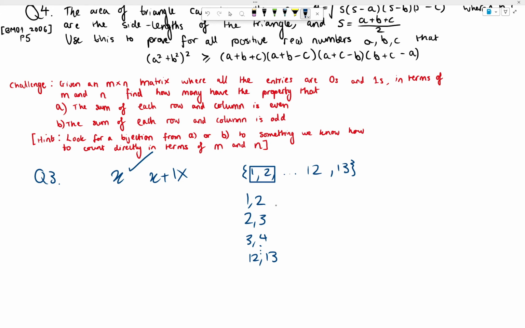So there are 12 boxes in total, and we're choosing 4 of them. So the answer ends up being 12 choose 4 for this problem.